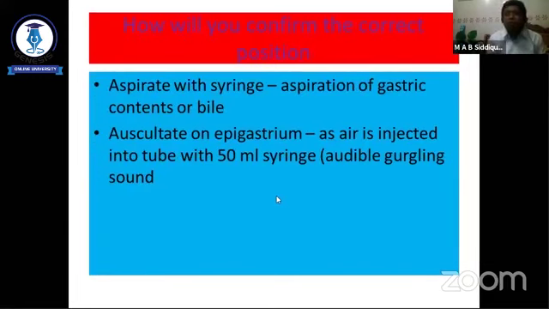So how will you confirm? As already mentioned, aspirate with a syringe, aspiration of gastric content or bile, and auscultate over the epigastrium as air is injected into the tube with a 50 ml syringe, for an audible gargling sound.